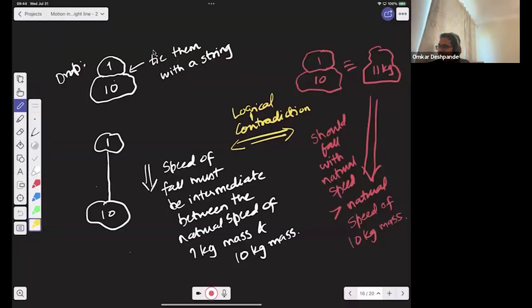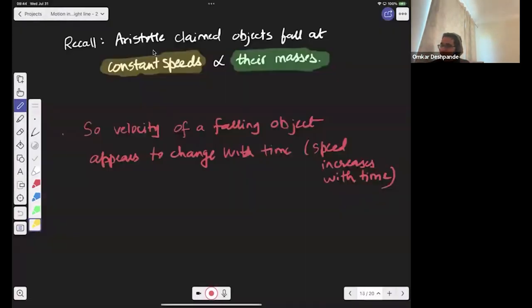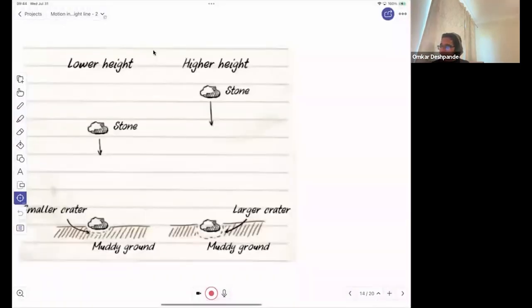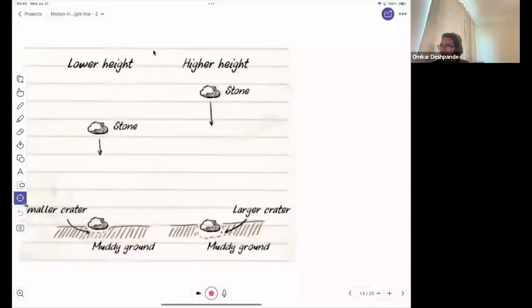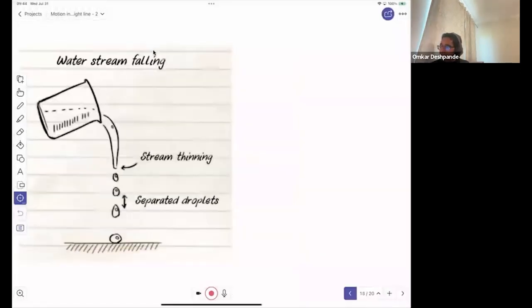Anyway, the point is there are two issues in this claim. One is that objects fall with a speed proportional to their mass, which I just showed you leads to a contradiction if you assume that. And the second, which seems contradicted by observation, is that they fall at a constant speed, which is also contradicted by common observations of the kind we discussed.